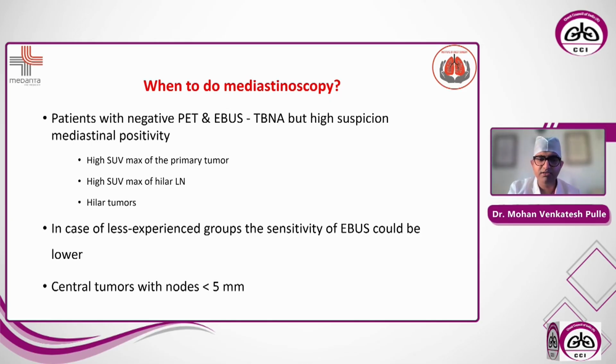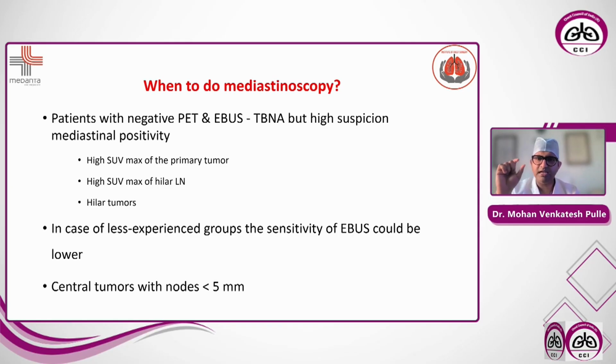The second scenario is a less experienced group doing EBUS, the hospitals where EBUS has recently started, where the sensitivity and negative predictive value is actually less. In those situations, surgical mediastinal staging can do better. And third, central tumors with nodes less than 5 centimeters. In central tumors, the positivity of the mediastinal lymph node is definitely high compared to a peripheral tumor. And the other important thing is the size of the lymph node, which determines the EBUS TBNA positivity.